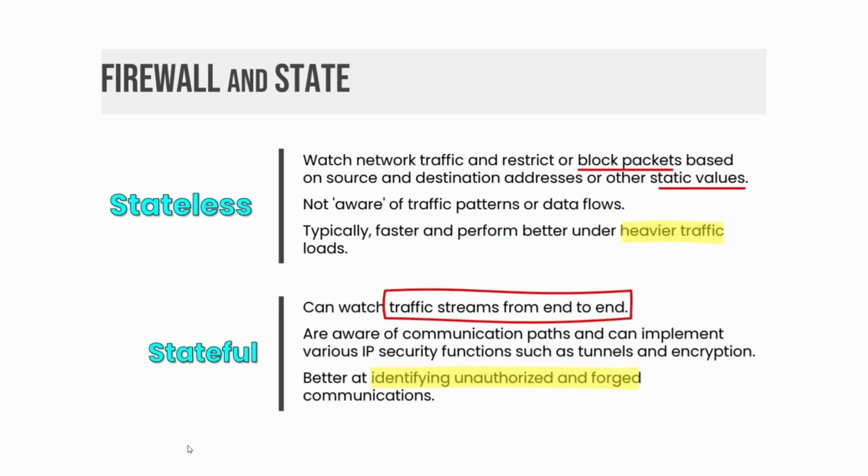Next, let's talk about the difference between stateless and stateful firewalls. Stateless firewalls watch network traffic and restrict or block packets based on source and destination addresses or other static values. They are not aware of traffic patterns or data flows. They also typically are faster and perform better under heavier traffic loads. Stateful firewalls can watch traffic streams from end to end. They are aware of communication paths and can implement various IP security functions such as tunnels and encryption. They are also better at identifying unauthorized and/or forged communications.